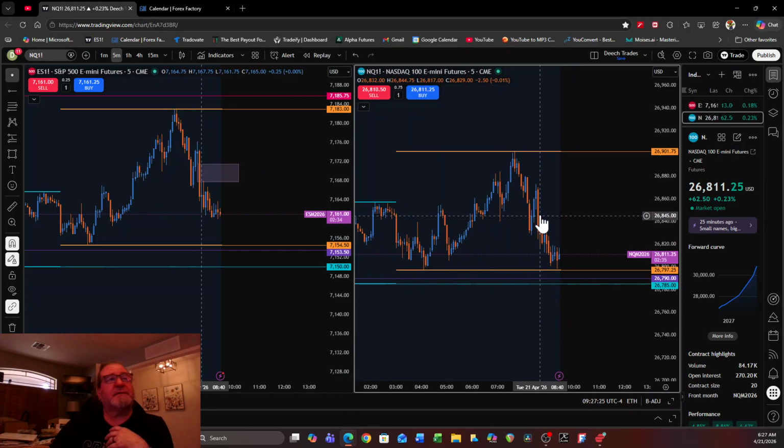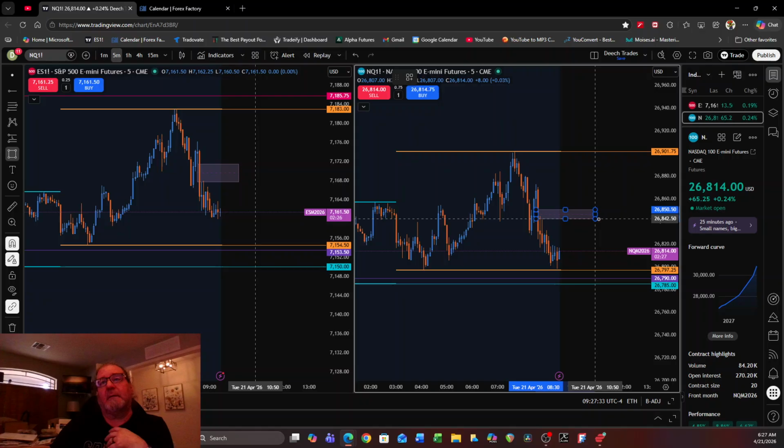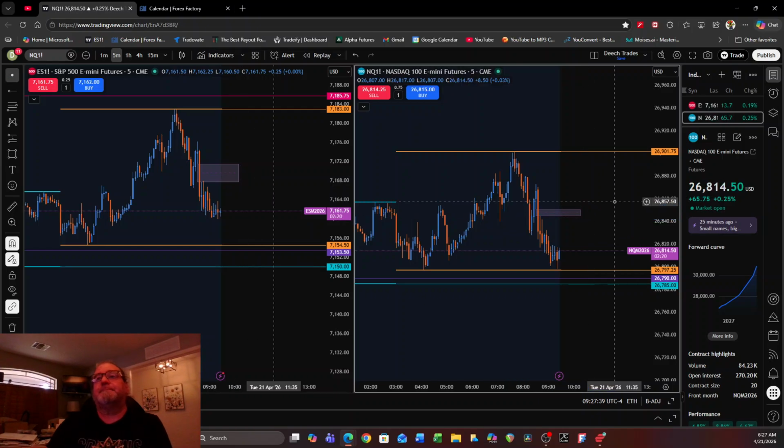The value gap isn't quite as dramatic here on NASDAQ, but it still exists in relatively the same spot or same general area of the price action. So we'll keep our eyes on that and see if there's something that gives us a chance at a trade.